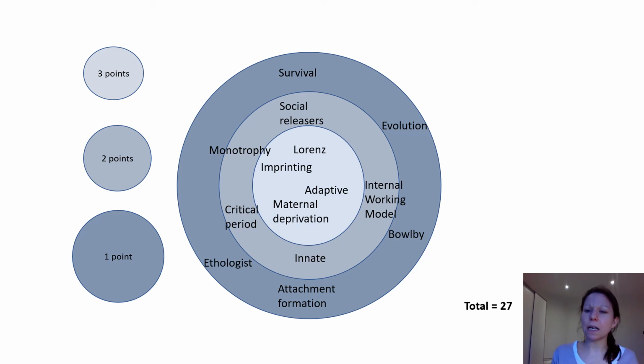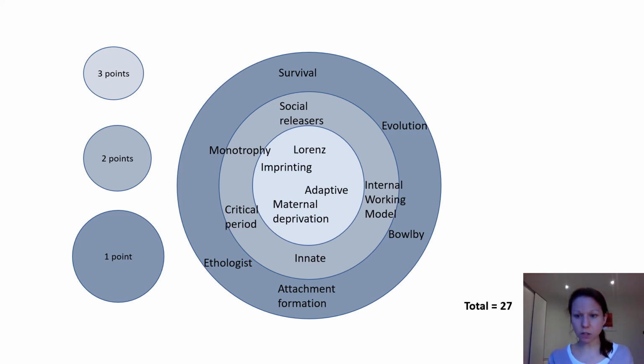Remember, we don't want it list-like. I don't want 'Bowlby said it's monotropic and adaptive and there's the critical bit.' I don't want it list-like. I want this to be you showing off your knowledge. How do the ideas connect together? What's Lorenz's imprinting got to do with Bowlby's internal working model? Why do we talk about this? The word ethologist on there is somebody who used animal research. So Lorenz was an ethologist. That's just something you can throw in, make yourself sound wonderfully clever. Okay, I think the rest we've already touched upon.